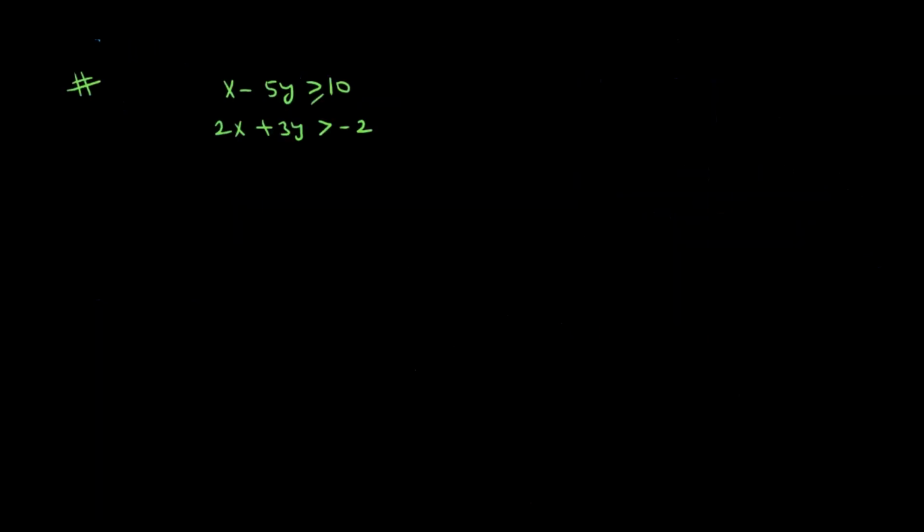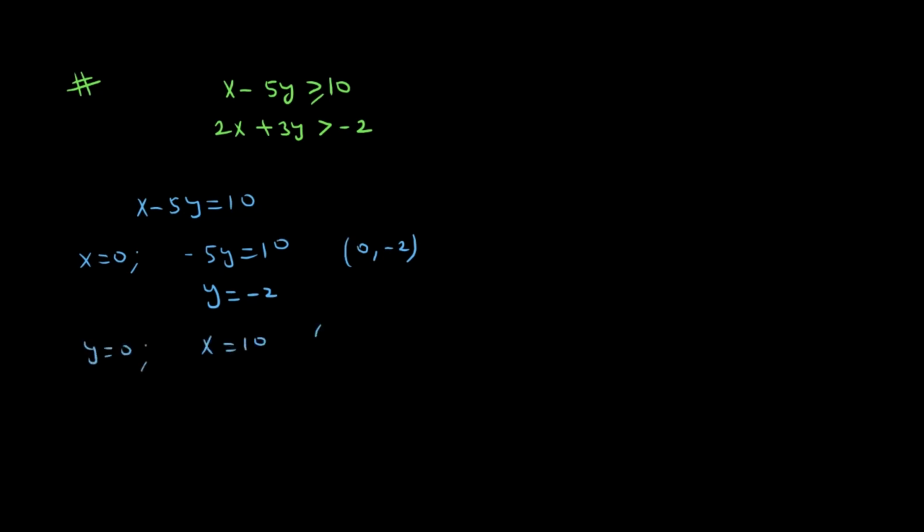So once again, we'll have the two equations over here. So let's see with x minus 5y is equal to 10. So we have x as 0, which makes minus 5y is equal to 10, which makes it y is equal to minus 2. And hence 0 comma negative 2 is a point. When we make y as 0, then x will just be 10, pretty straightforward. So 10 comma 0 is a point.